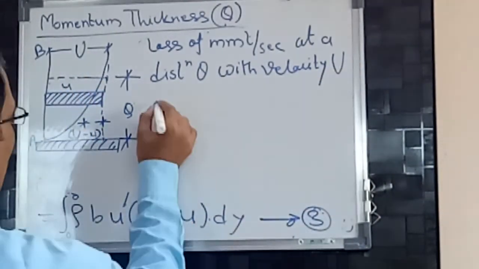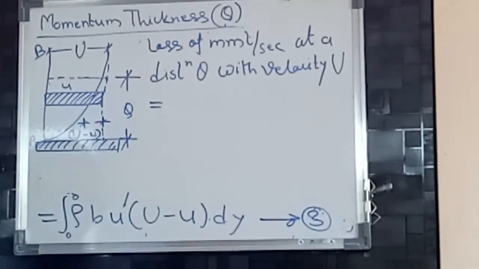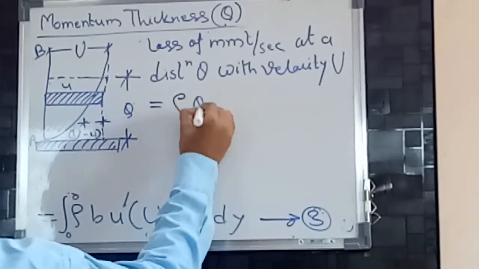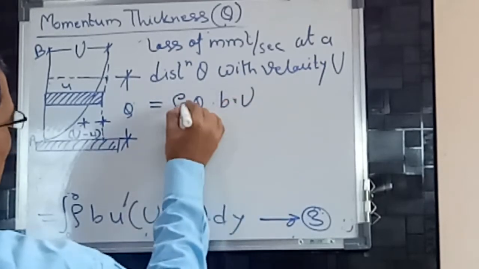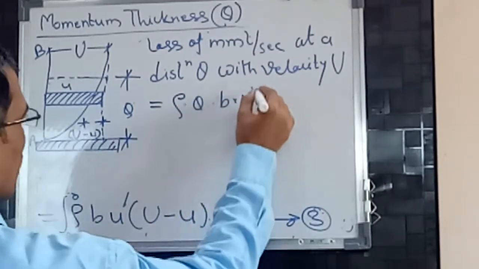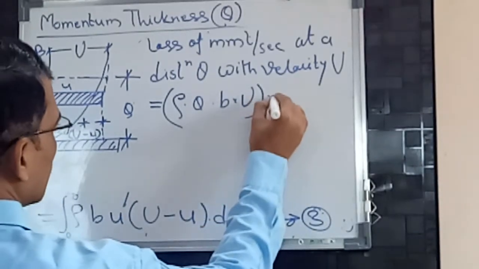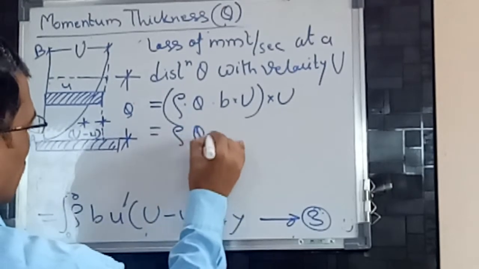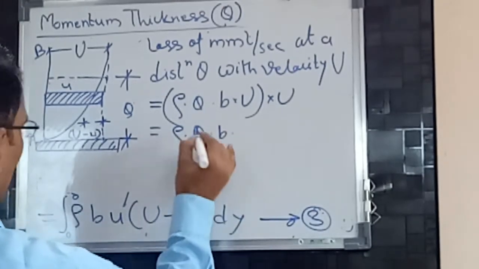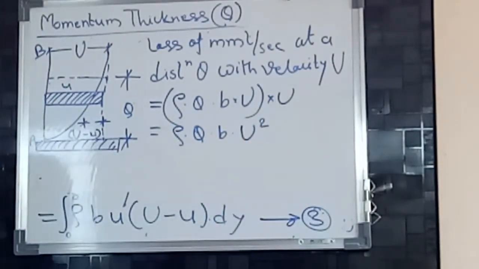So now see here, what is that? The mass of flow through theta, so rho theta into b into U. This is the mass of flow through theta into velocity U. So it means U square. This is your fourth equation.